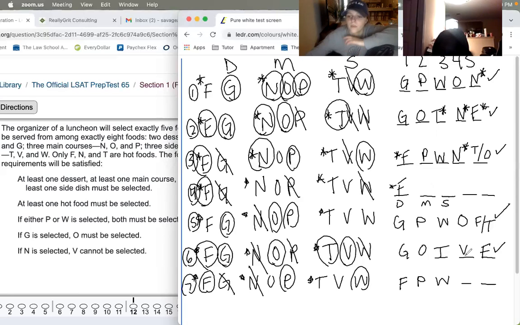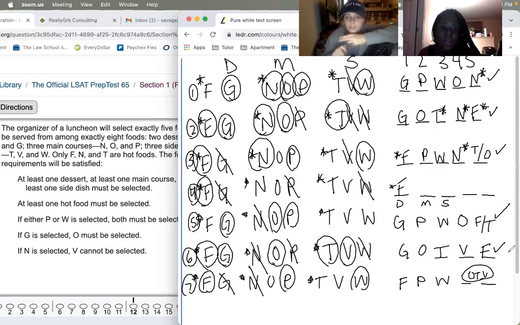Okay. So when you get down to the end of a game and you have done all of your rules and you have floaters, make sure that you check: I have my hot food, I have one from each group. Because sometimes maybe we have to select T because we don't have a side dish or something like that. So it's kind of like a checklist that you have to go through.